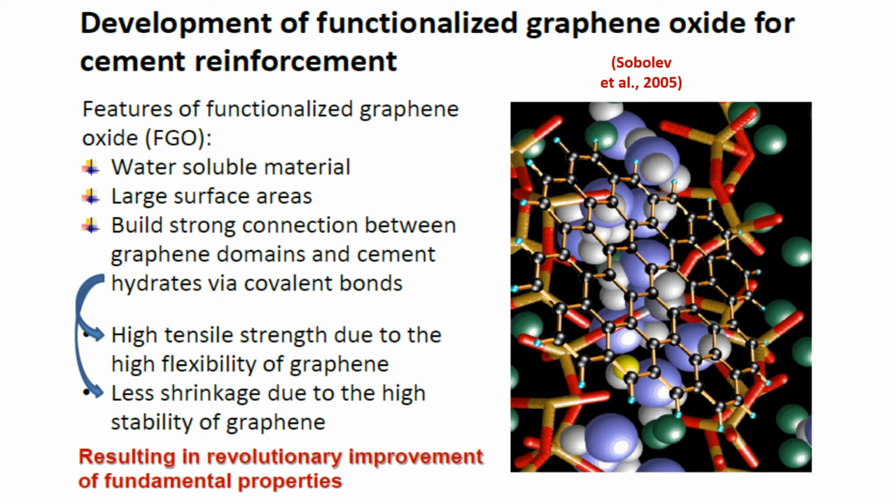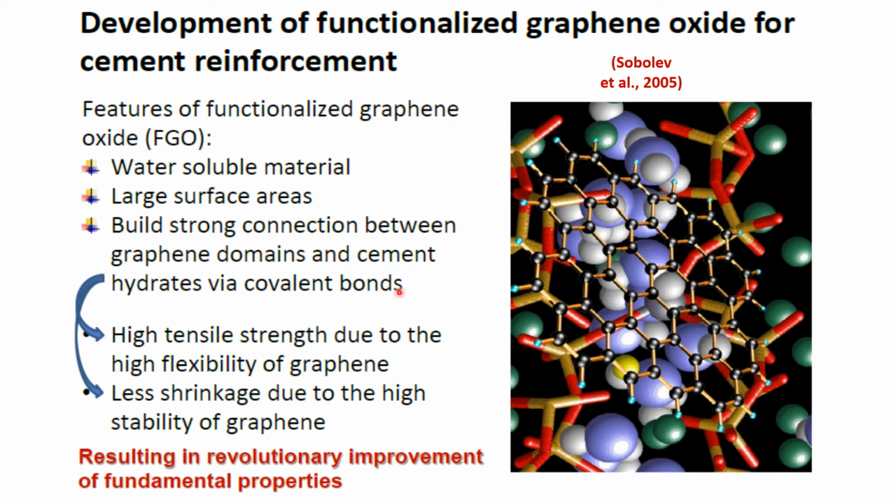And what they say is that the different features or characteristics of this functionalized graphene oxide are similar to GO: quite water soluble material, large surface area, which is quite obvious, and that's why it is able to build a strong bond or connection between the graphene and the hydrate component of the cement, maybe calcium silicate hydrate, something like that, by covalent bond, or it might be a non-covalent interaction also.